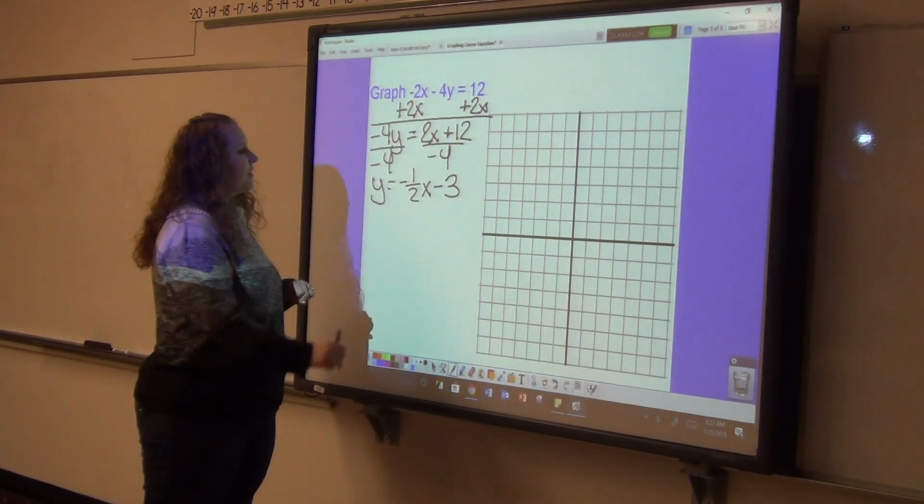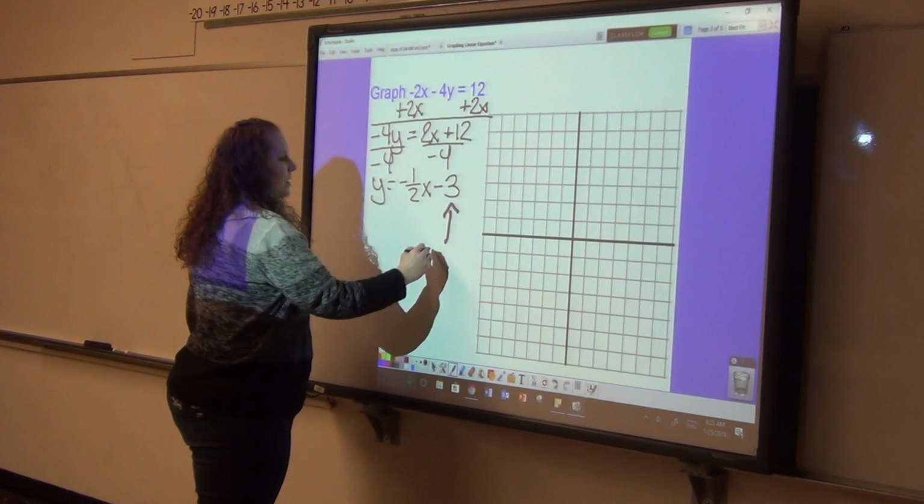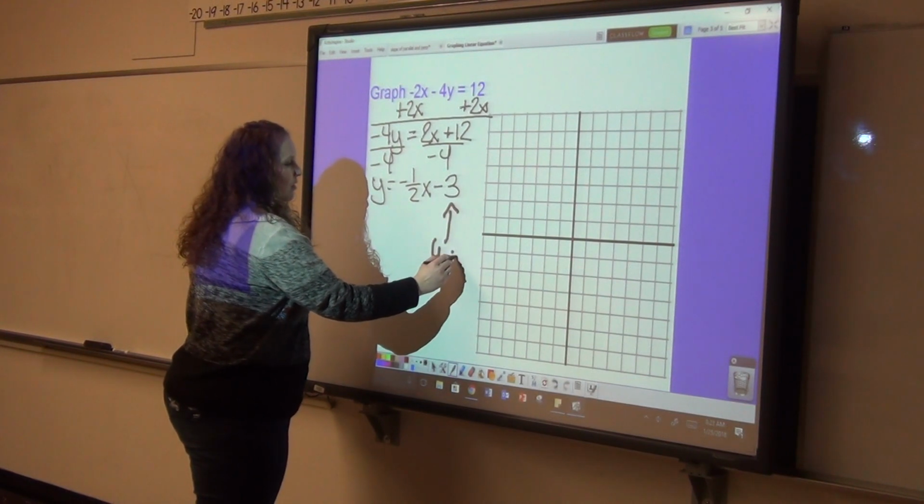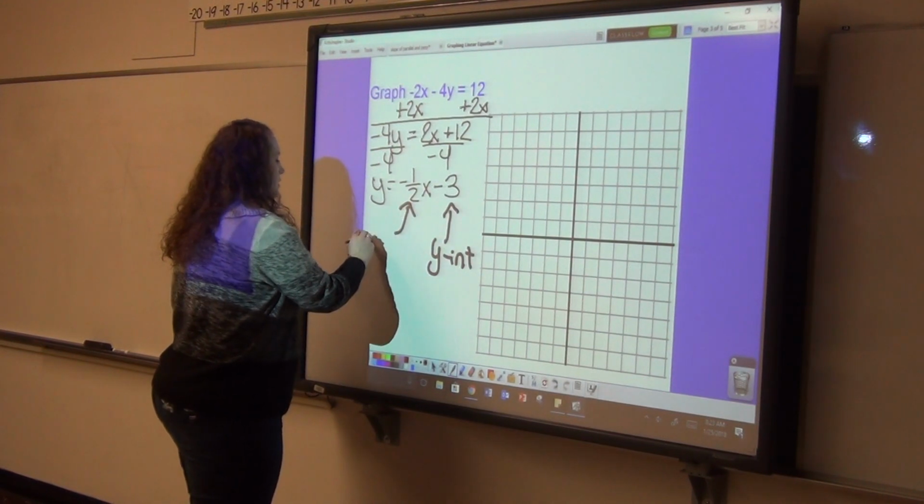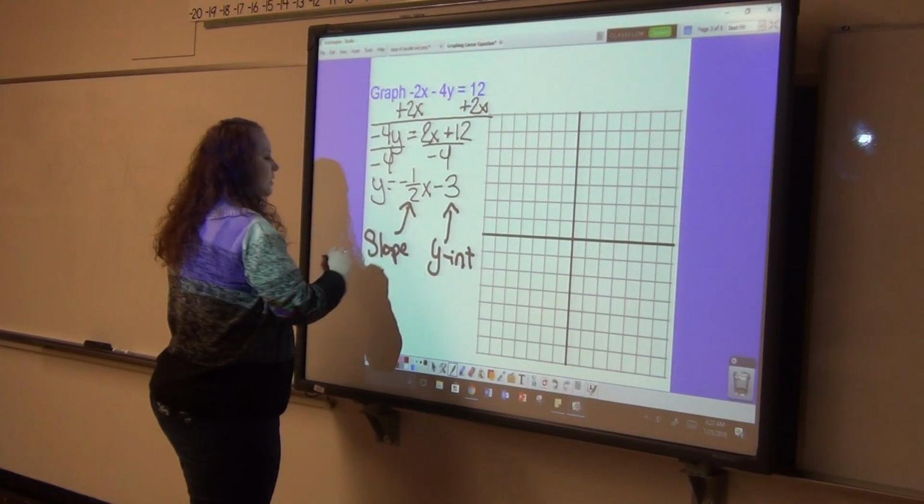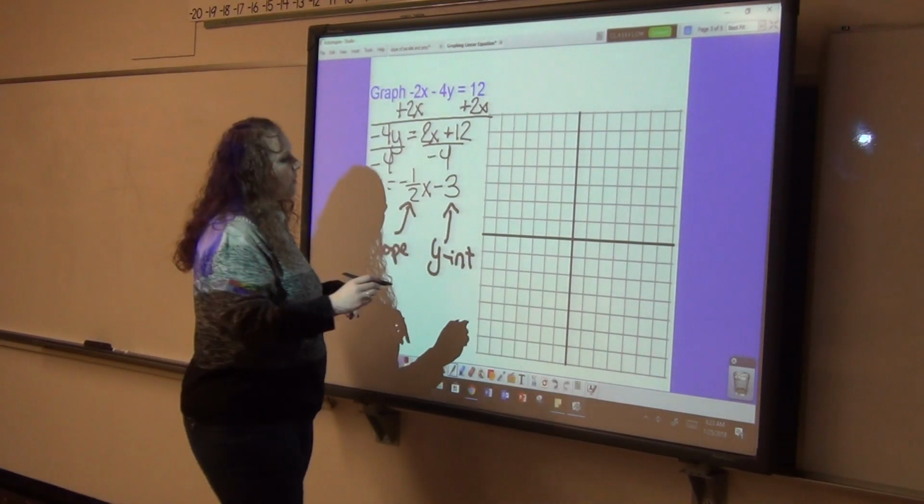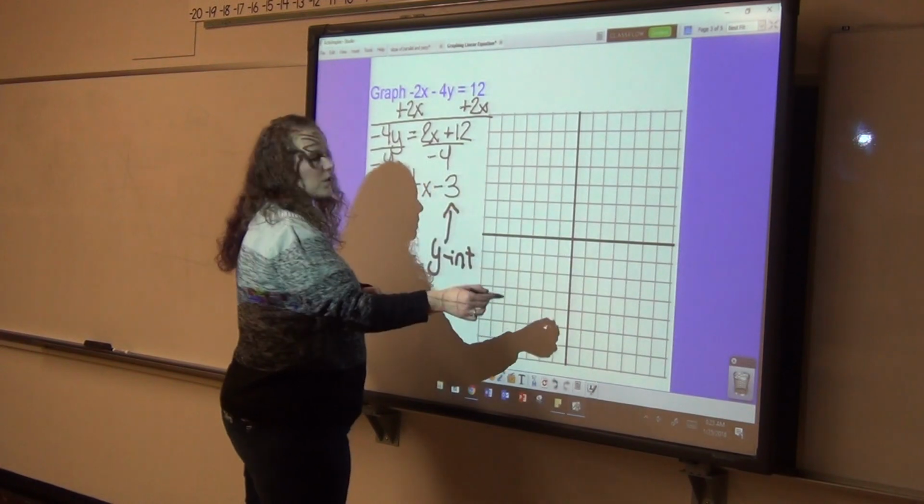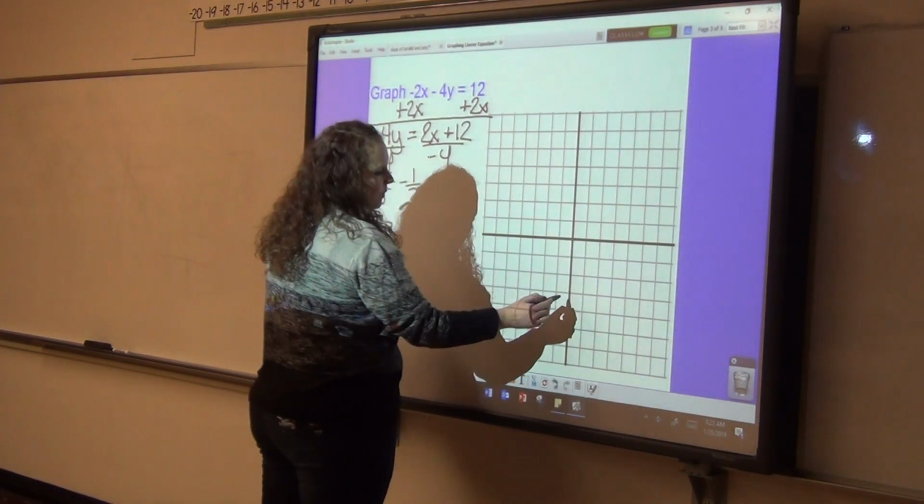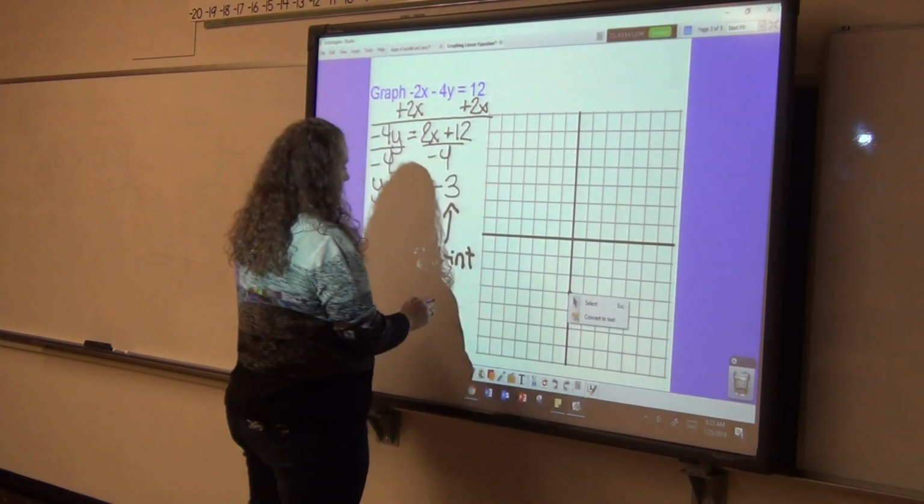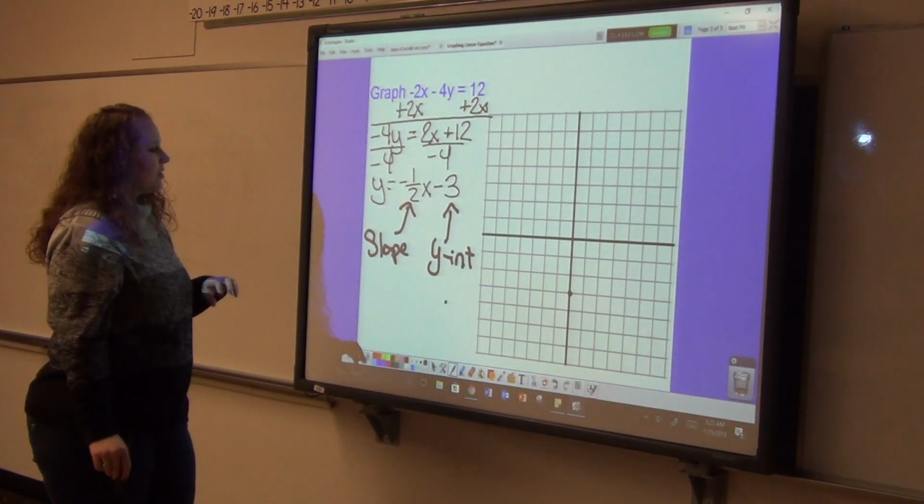We start with our y-intercept. This here is our y-intercept. And this is our slope. Using those two things, we can graph this. So we start here with our y-intercept. Our y-intercept always goes on our y-axis. We go to negative 3. So our y-intercept is now graphed.